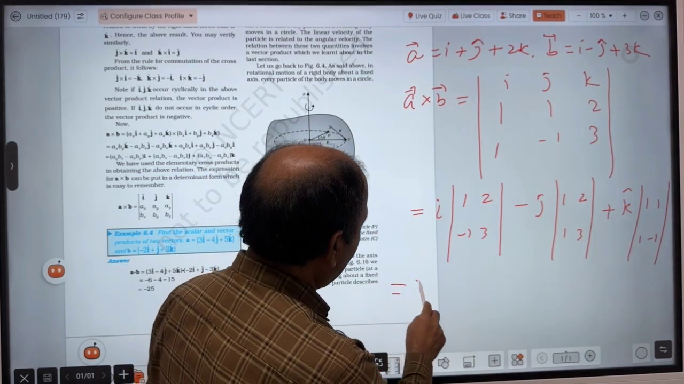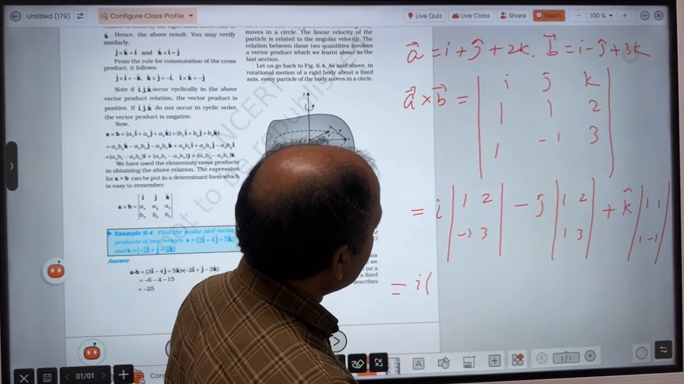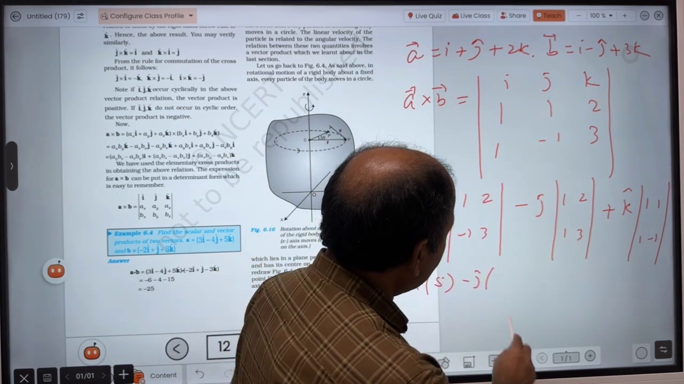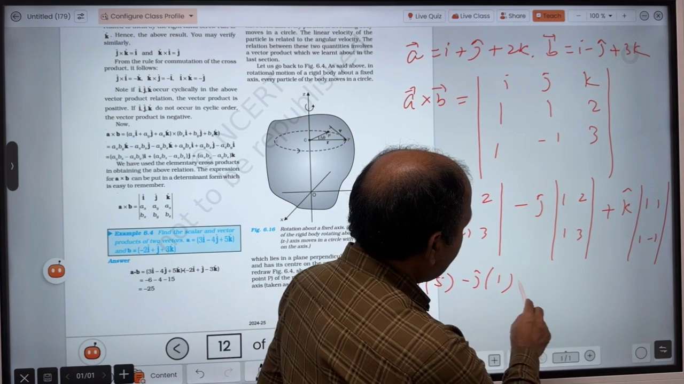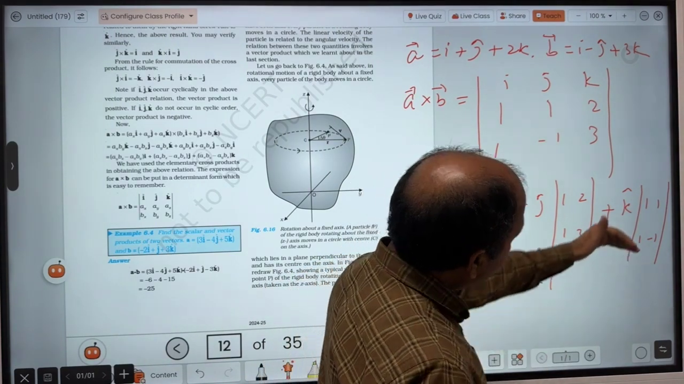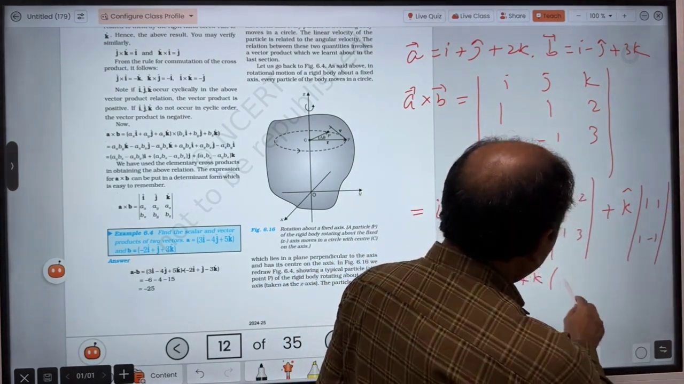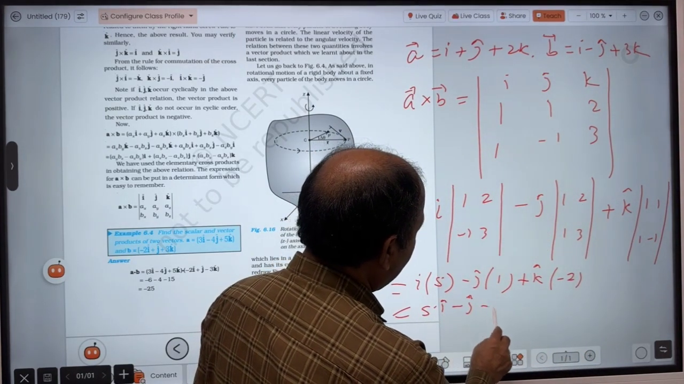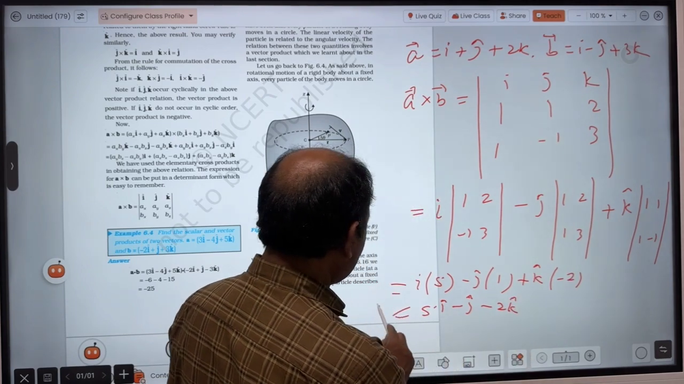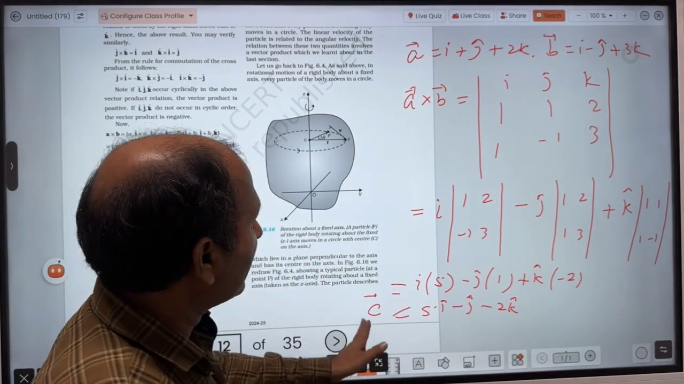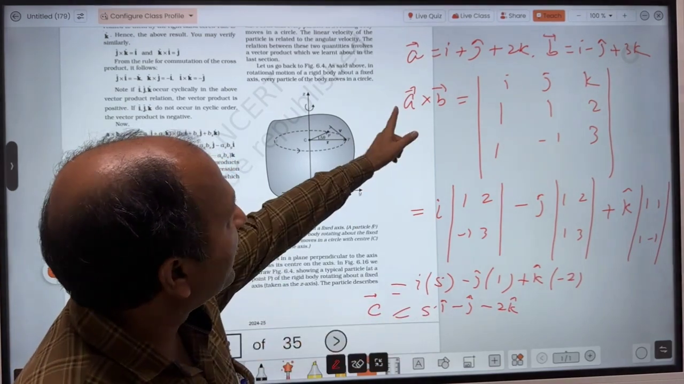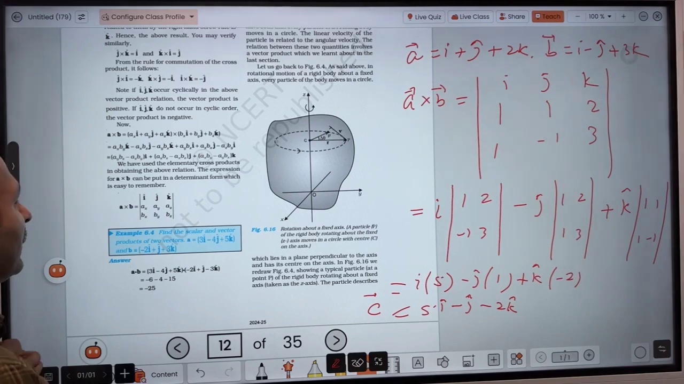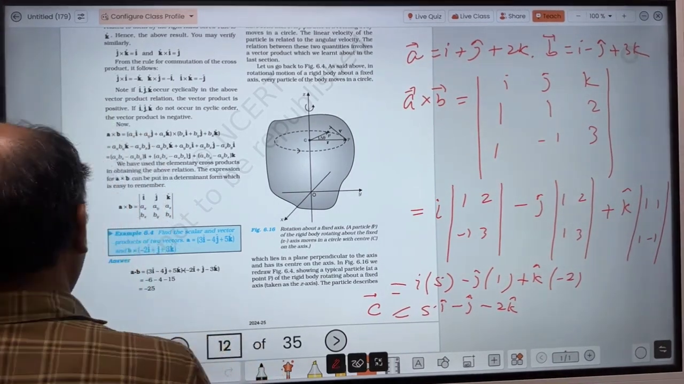Now let's evaluate it. So i times 3 plus 2, that is 5, minus j times 3 minus 2, so 1, plus k times minus 1 minus 2. So it is the vector 5i cap minus j cap minus 2k cap. Suppose this is vector C. So A cross B gives another vector, and this vector will be perpendicular to these two vectors. I think you have understood how to evaluate the cross product of two vectors.